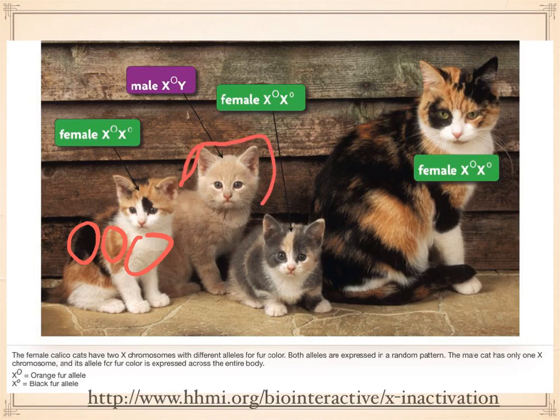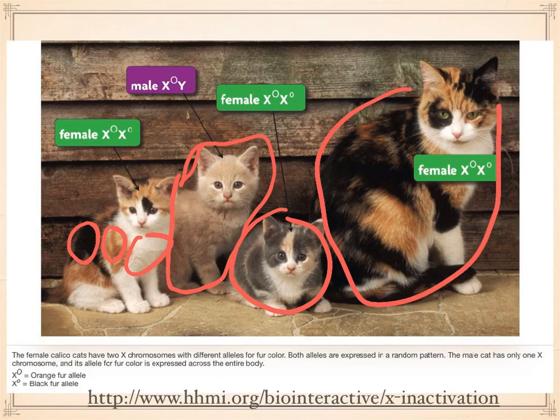Whereas the male just gets one copy of fur color. So in this case, it's just brown. This female has a slightly different pattern. This female also has a slightly different pattern, because of this X chromosome inactivation.